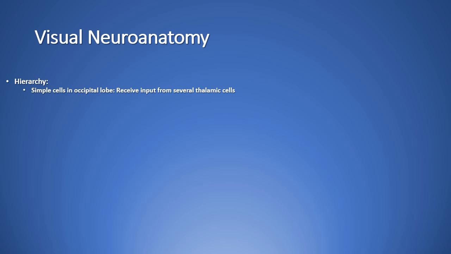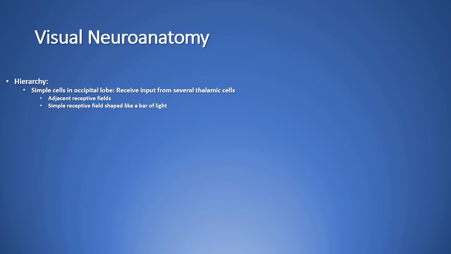Those thalamic cells are projected to what we call simple cells in the occipital lobe. In fact, ganglion cells that have adjacent receptive fields, so receptive fields right next to each other in a line, all feed into the same simple cell. So we have ganglion cells with adjacent receptive fields feeding into one simple cell in the occipital lobe.